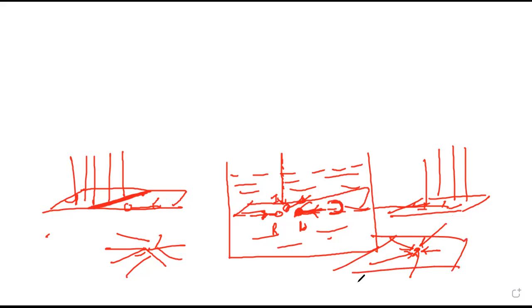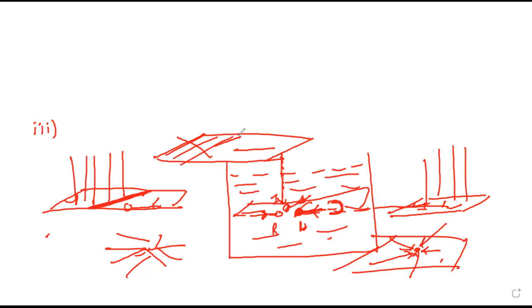Everybody has understood concept? Yes sir, got it. Okay, third point, write down. See, suppose this is horizontal plane. Somebody is floating like this, somebody is floating like this, somebody is floating like this. So all are in the same plane. Therefore, the pressure is same on all.